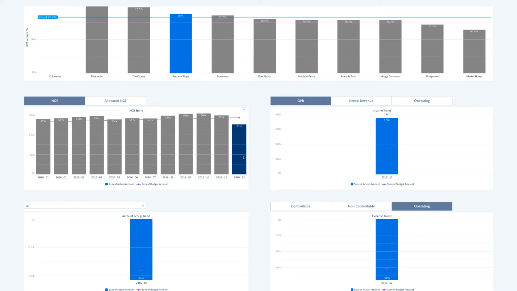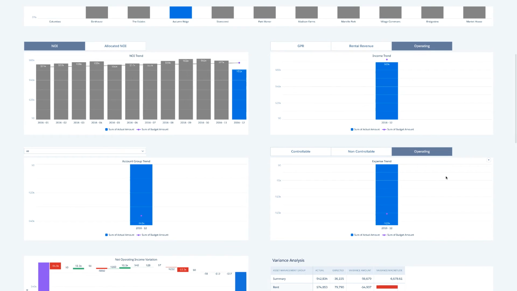As NOI is comprised of income minus expenses, I'll look at each area in more detail. On the income side, I see that my gross potential rent was slightly below budget. Switching over to look at operating income shows even a smaller shortfall, so this isn't where the majority of my deviation came from. Looking right below, I can see my expenses versus budget for last month.